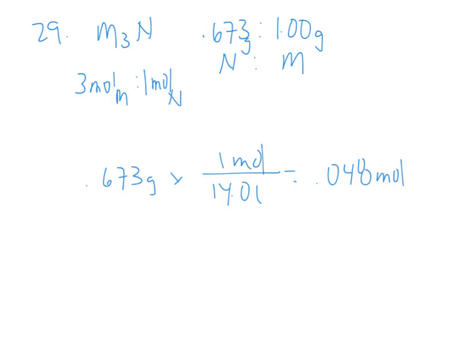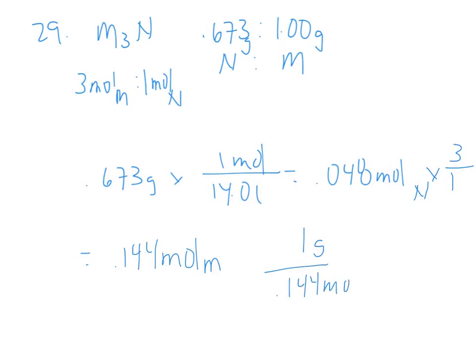Then since that's how many moles of nitrogen I have, I can multiply that by 3 because I know I have 3 moles of the metal. So that means I have 0.144 moles of the metal. But I also know that would be 1 gram of the metal. So 1 gram divided by 0.144 moles is going to give me my molar mass. So 1 divided by 0.144, I come up with a molar mass of 6.944 grams per mole. And if I look, it must be lithium.